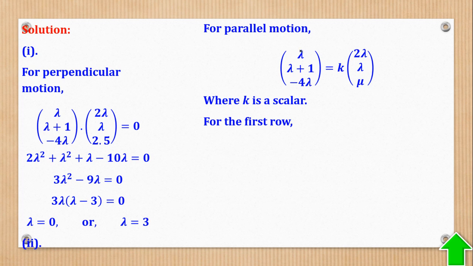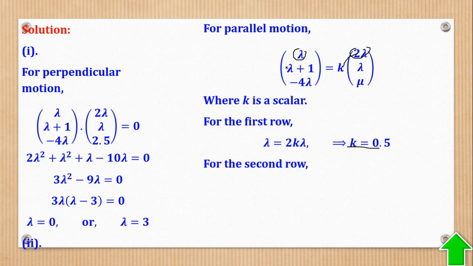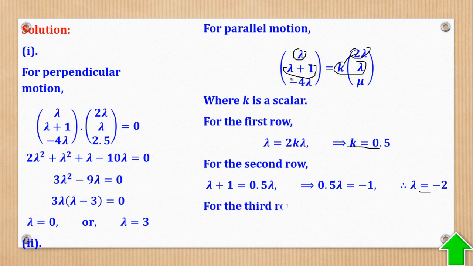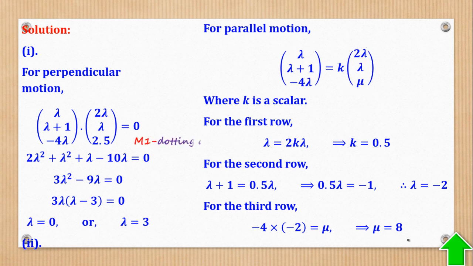Using the first row, we shall get lambda is equal to 2 lambda k, giving you k as 0.5. For the second row, lambda plus 1 is equal to k lambda, which is giving us lambda equal to -2. Then the third row, -4 lambda is equal to mu, implying that mu is 8. And that's what they wanted.